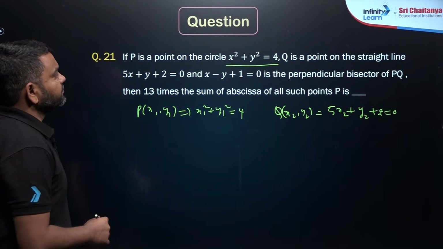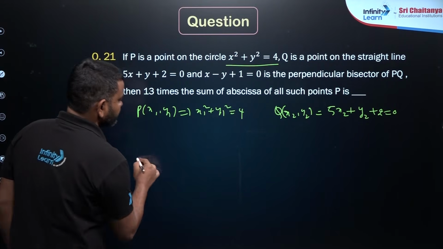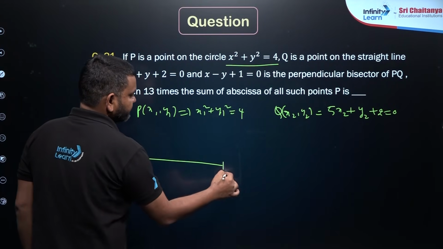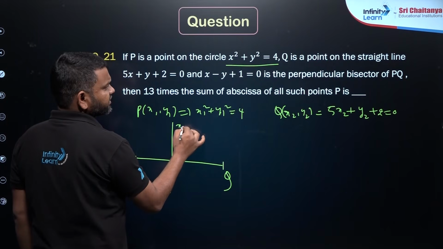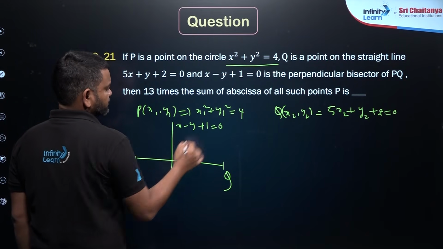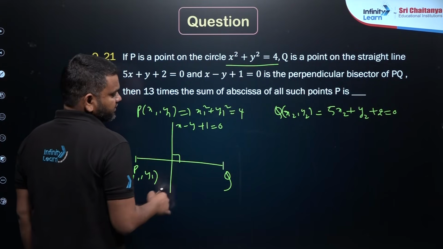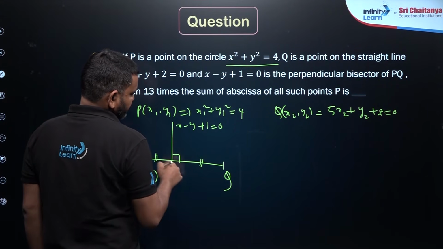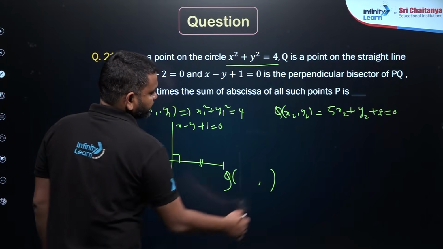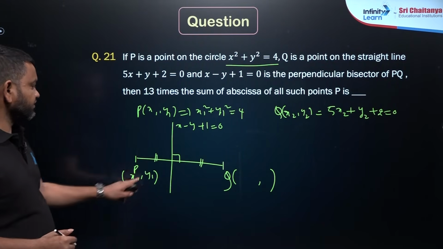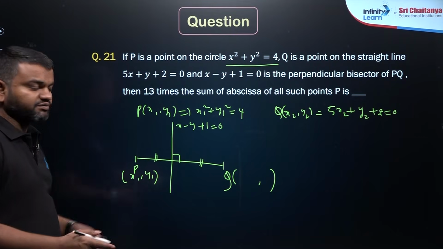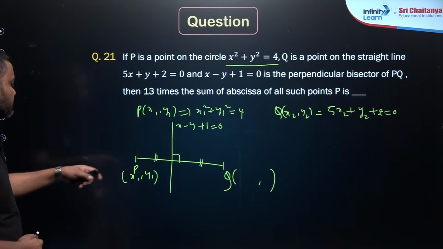And this is a perpendicular bisector of PQ. So here if I have P, here if I have Q, perpendicular bisector is what? x minus y plus 1 is equals to 0. So P point I am taking x1 comma y1. If it is a bisector, then these two are going to be equal, which means this is the image of the point. If I find the image with respect to that, I will get my answer. Let's do that.